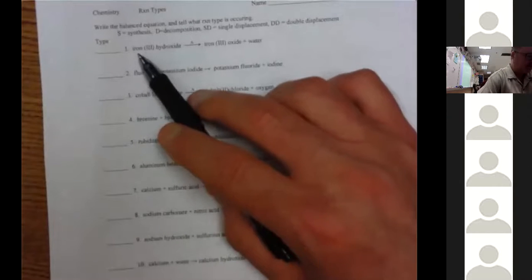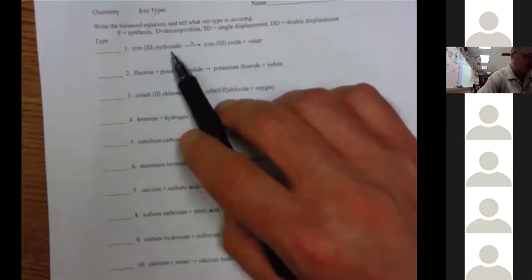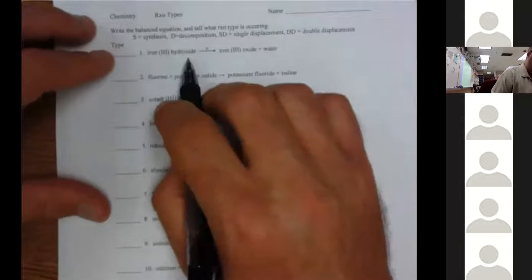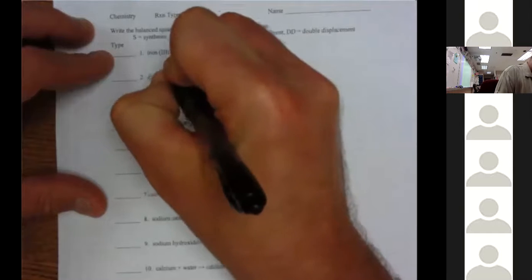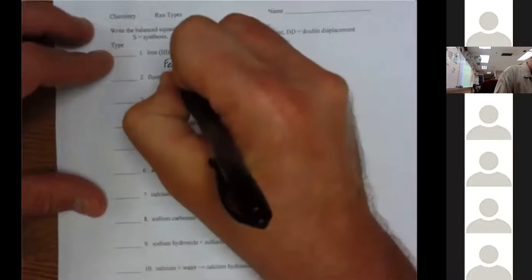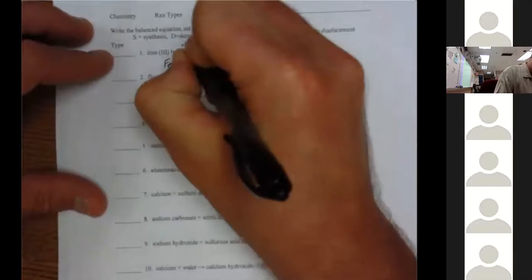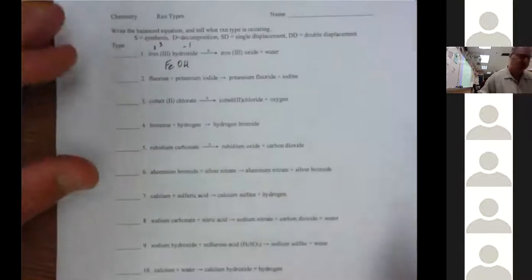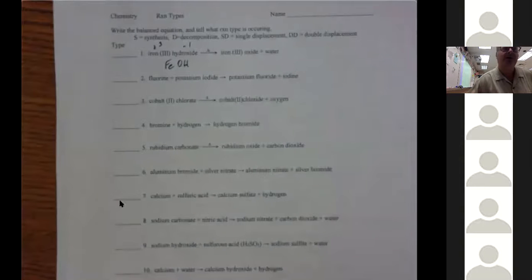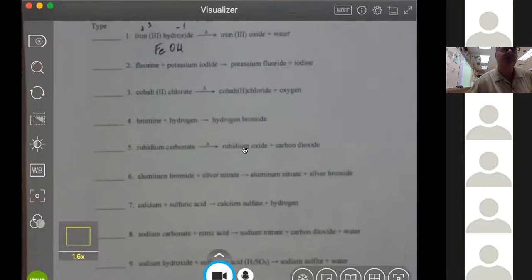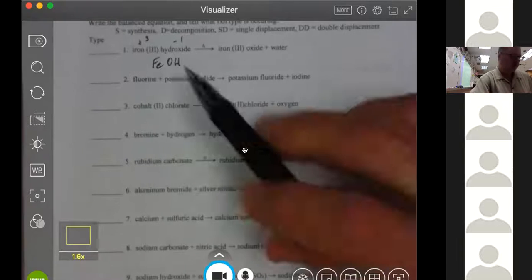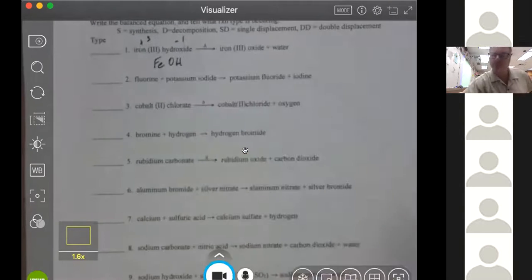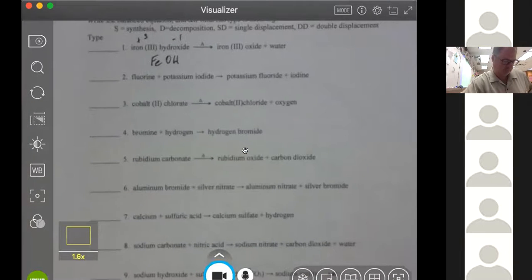Take a look. We have iron 3 hydroxide. So this is a combination of last unit and this unit. So your goal is to write out Fe, hydroxide is OH. It has a -1 charge. Iron 3 is a +3 charge. So how do we make iron 3 hydroxide? It's not just FeOH. What do we need to put there? +3, -1. It would be FeOH3. You got it.